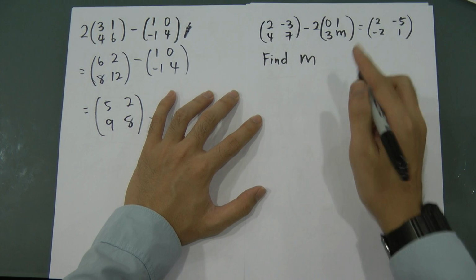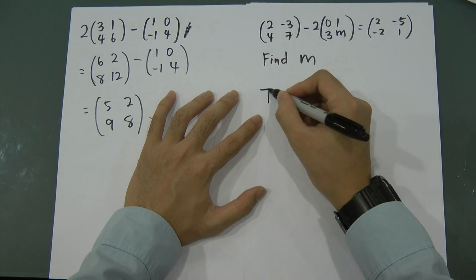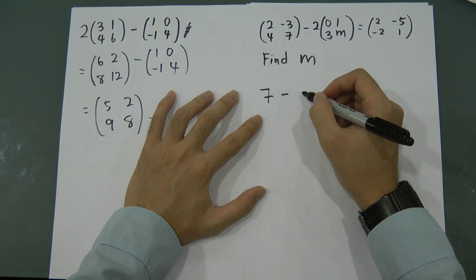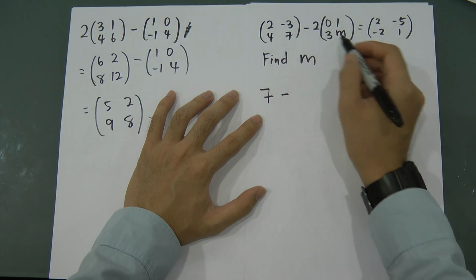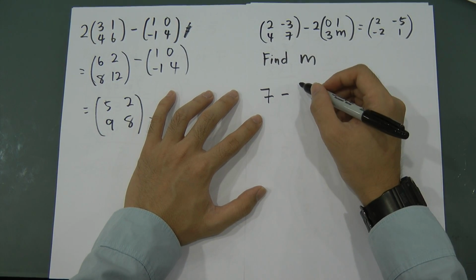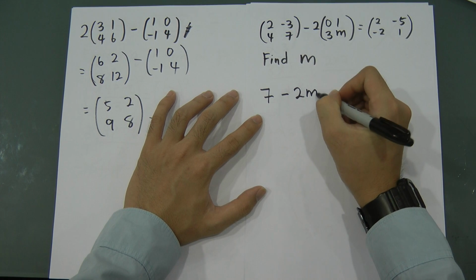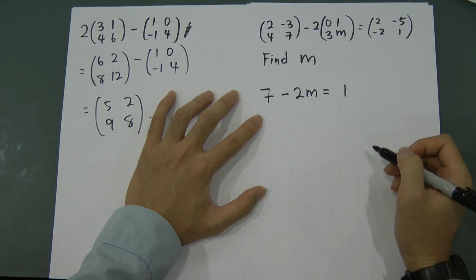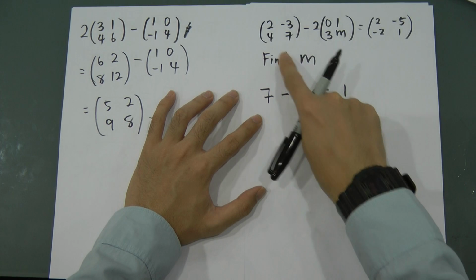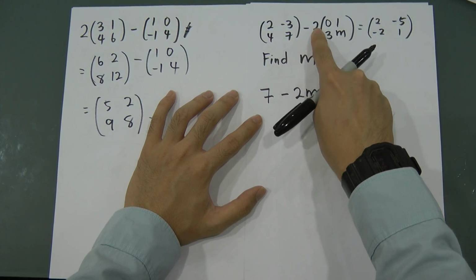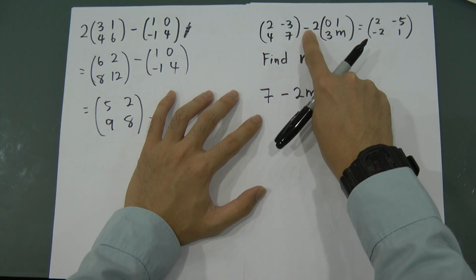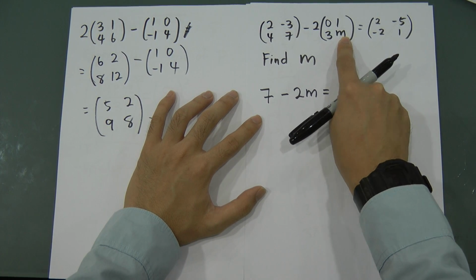So in order to find m, this one called 7 minus, because it's minus, then 2 I have to multiply to m, correct or not? So minus 2m will equal to 1. Do you see 7 minus 2 multiple in, 7 minus 2m equals to 1.